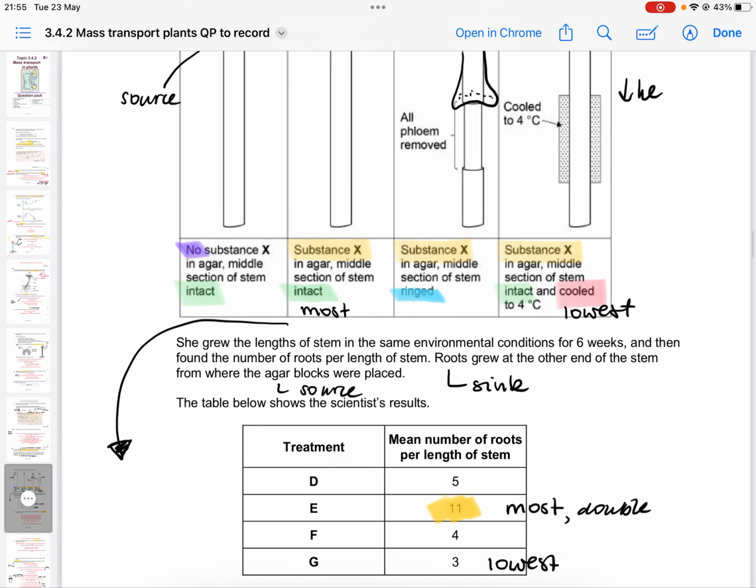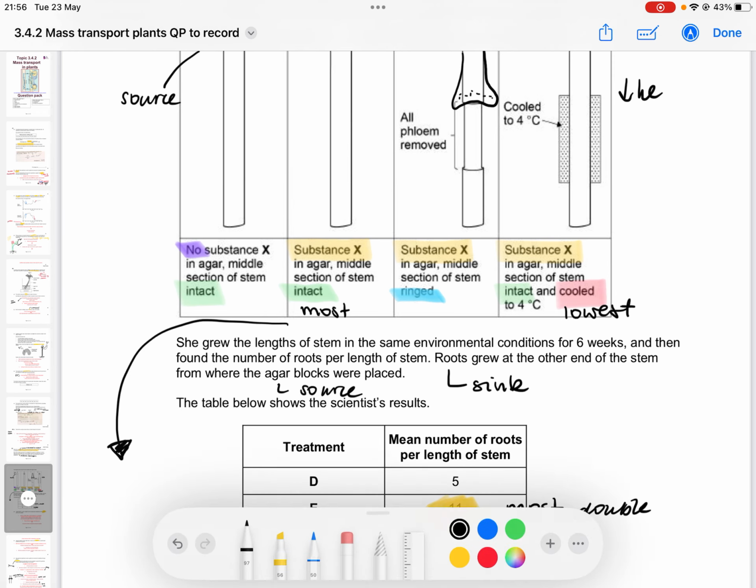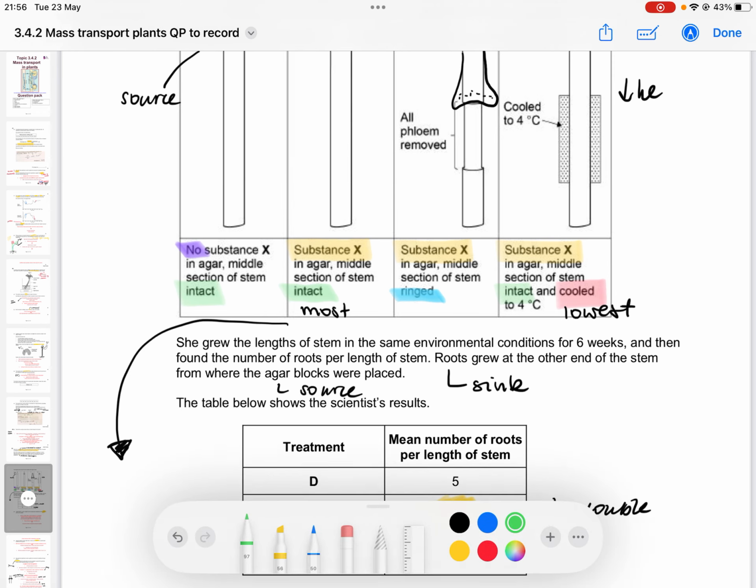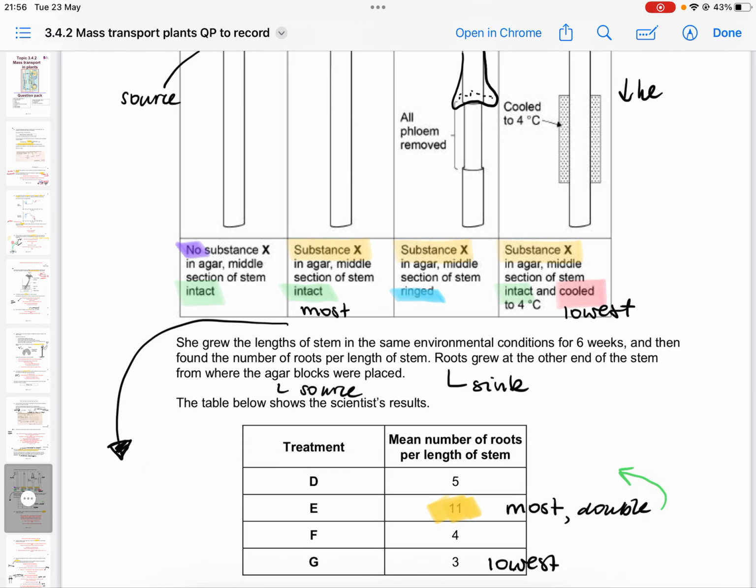And here we've got the mean number of roots that they have achieved as the effect of those 4 setups. If you're looking at the treatments D, E, F, and G, E seems to have the most effect, the most increase in the number of roots, and compared with D, F and G, it's almost double. What I'm normally comparing this to is D, because we did say D acts as our control.